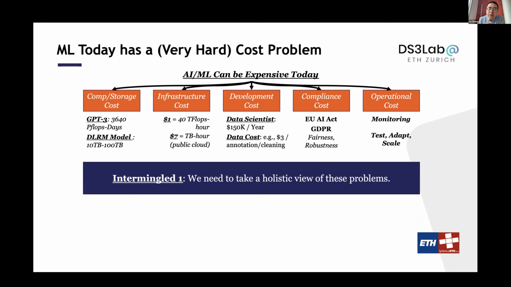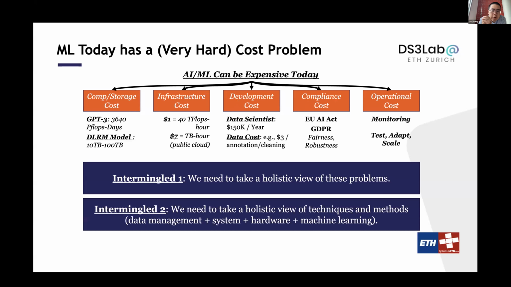On the other hand, every single change on the regulation side has an influence on what type of model you are going to train and how expensive those models are. To really make progress in tackling this cost, we need to take a holistic view of these problems. The second reason this problem is challenging is that they are also intermingled in the technologies and methods we have to bring together. Many of these rely on decades of study of data management, of systems and hardware, and of machine learning. You cannot make progress by focusing on one type of technology. You need to bring them together into a single framework.